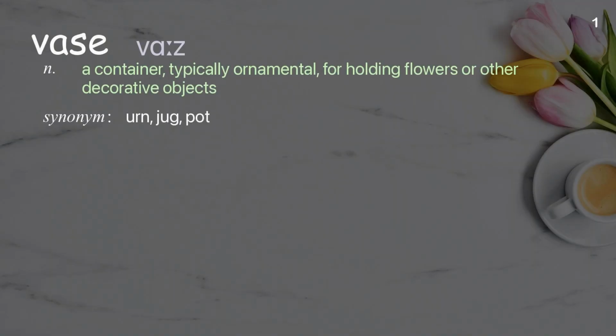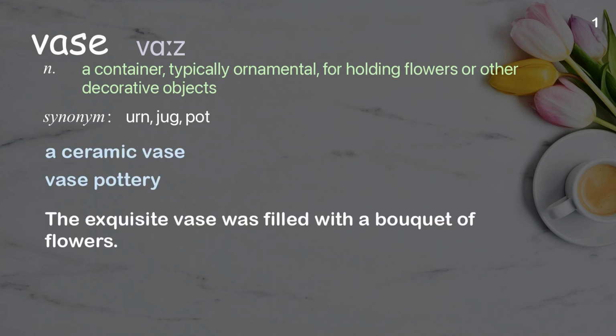Vase. A container, typically ornamental, for holding flowers or other decorative objects. Examples: A ceramic vase. Vase pottery. The exquisite vase was filled with a bouquet of flowers.